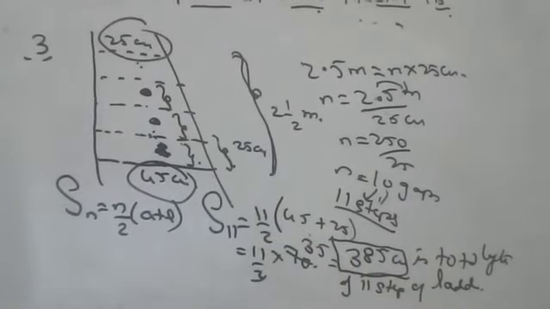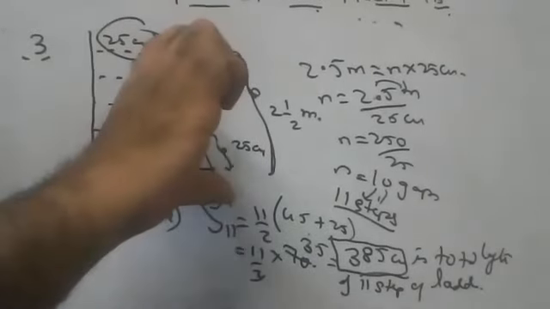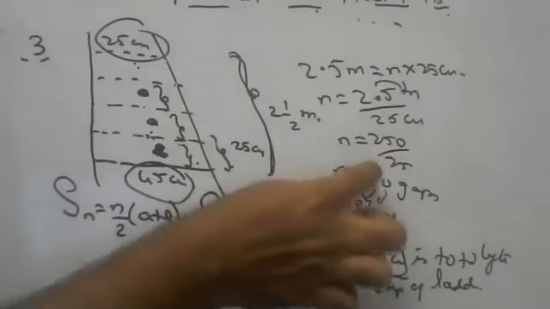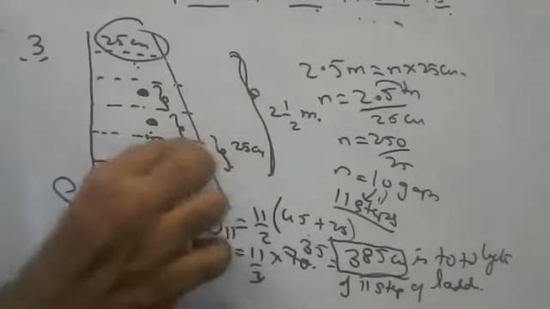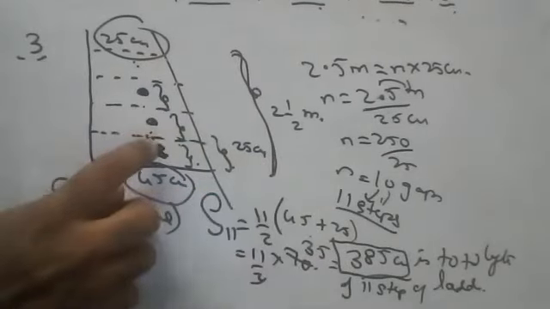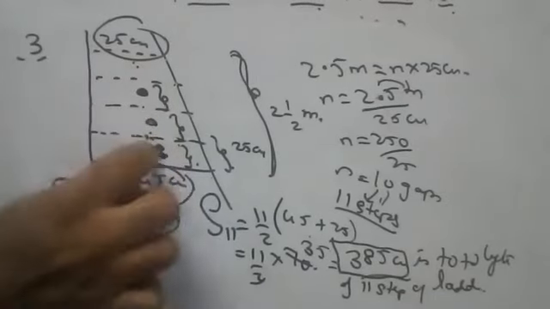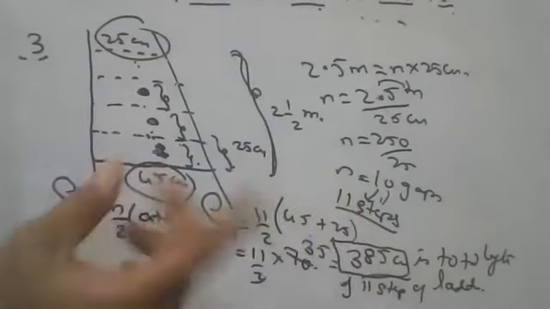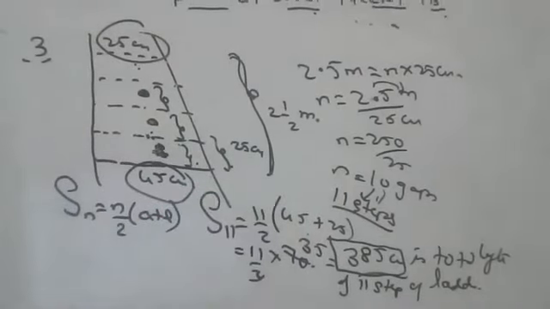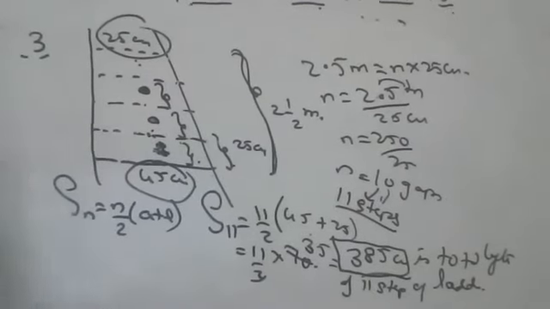Anyone didn't understand, children? Be careful, children. In 2.5 meters, how many 25 centimeters are there? 10 of 25 centimeters are there. Means 10 gaps are there. 10 gaps will have 11 steps. 1 gap will have 2 steps. 2 gaps will have 3 steps. 3 gaps will have 4 steps. 10 gaps will have 11 steps. Once you know there are 11 steps, we know the first one and last one, n/2 (a + l) itself, you will get the total length of all steps. Okay, children?